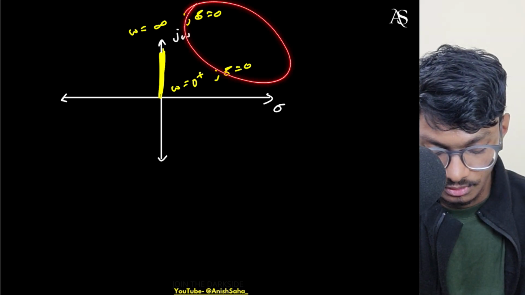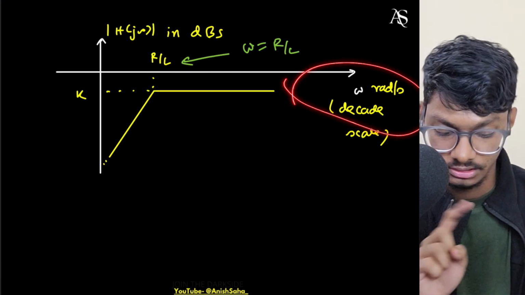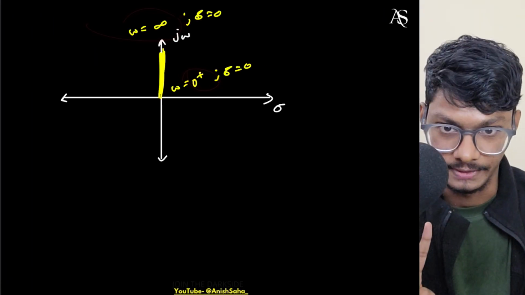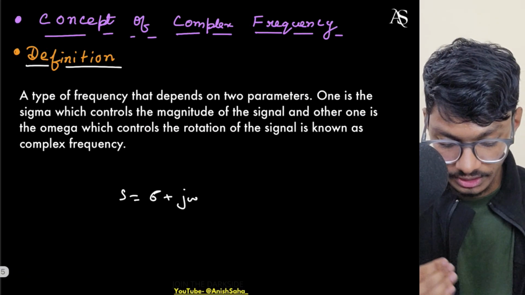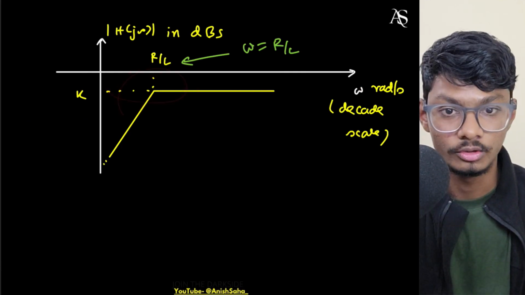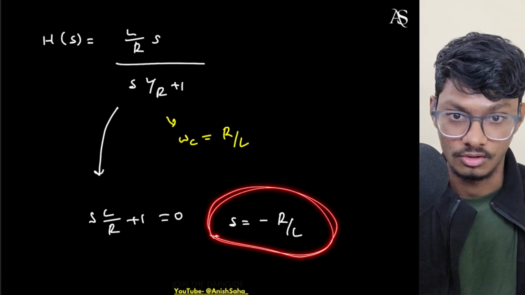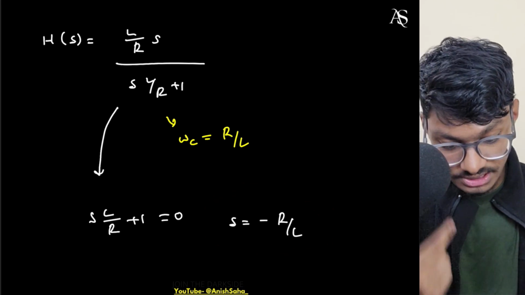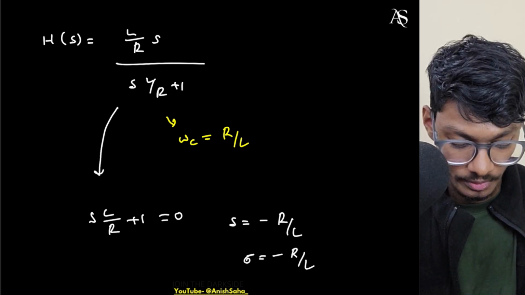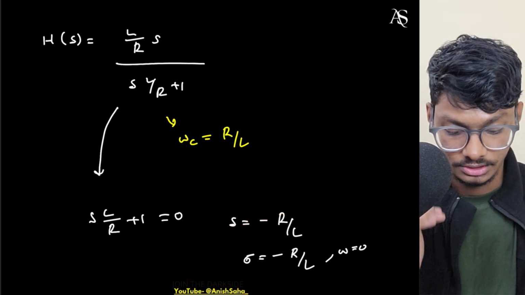So sigma is 0. When we are plotting Bode plots, this is the omega axis. Remember, this is the omega axis, and omega is varying from 0 plus to infinity. That is why in our Bode 2D plot we don't see anything blowing up, we don't see anything going to infinity. So what is this then? This is the real part of the complex frequency. So at sigma equals minus R by L, and omega is 0 in this case, this will go to infinity.